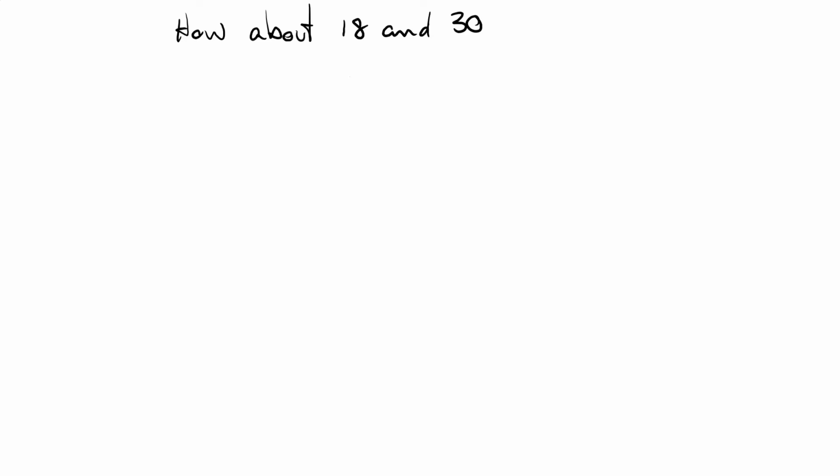Now let's look at 18 and 30. If we look at what we did with 5 and 6, we can see that multiplying 5 times 6 gave us the lowest common multiple. So let's see what happens if we do that here with 18 and 30. So if we're going to multiply 18 times 30, 30 times 8 is 240, 30 times 10 is 300. Adding those together, we get 540. So is 540 the lowest common multiple?